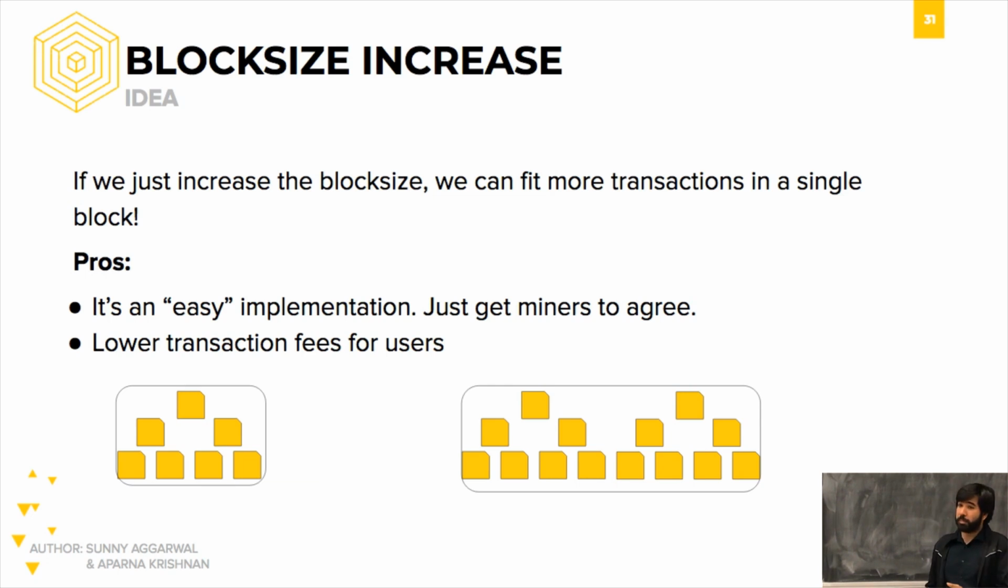One, it's an easy implementation. This is a good thing. It's not very hard to say, all right, this block, we're going to change the constant from 1 to 2. It's a very easy thing to do conceptually and in the code base. And on top of that, it lowers the transaction fees for users because users are no longer competing for as much space, right? You've increased the supply, therefore you've lowered the price given the same amount of demand.